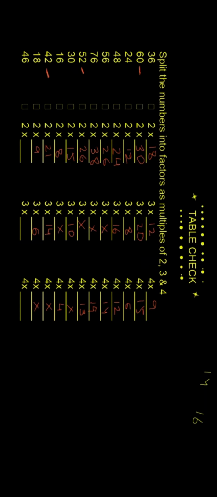Again, I'm splitting this into 23 and 23. 3 times 4 and 6 together is a 10. No, that doesn't go in the table of 3. Table of 4, no, I haven't seen that in the table of 4 either. That's it, we're done with the table check.